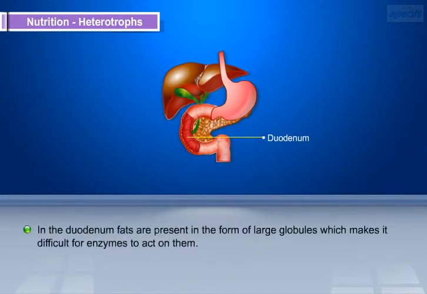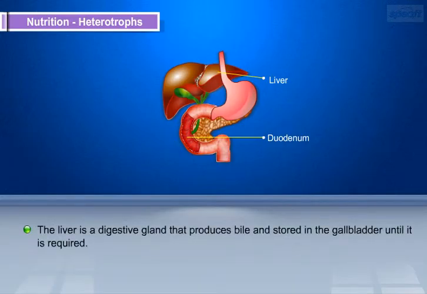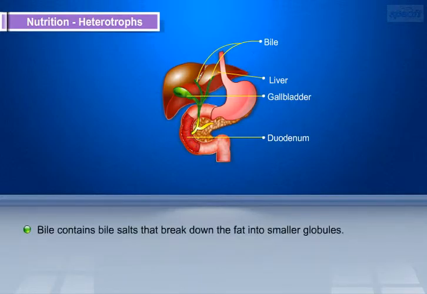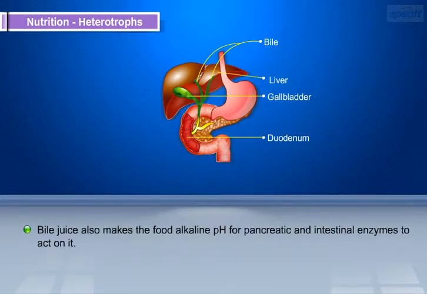In the duodenum, fats are present in the form of large globules, which makes it difficult for enzymes to act on them. These fats are broken down by the bile juice secreted by the liver. The liver is a digestive gland that produces bile, which is stored in the gallbladder until it is required. Bile contains bile salts that break down the fat into smaller globules. Bile helps in digesting fats. Bile juice also makes the food alkaline for pancreatic and intestinal enzymes to act on it.